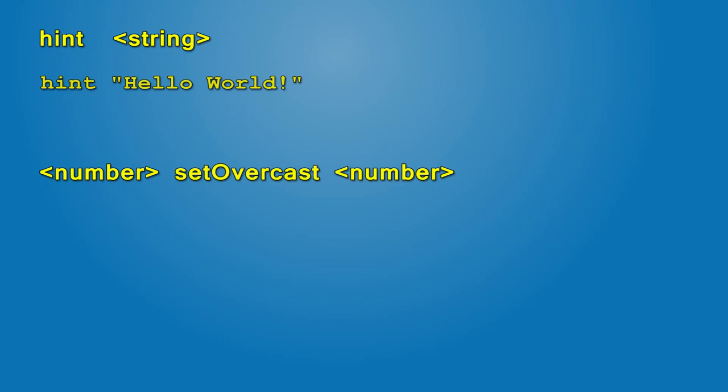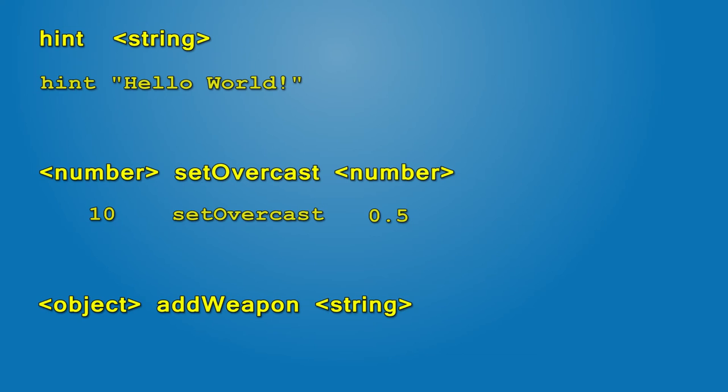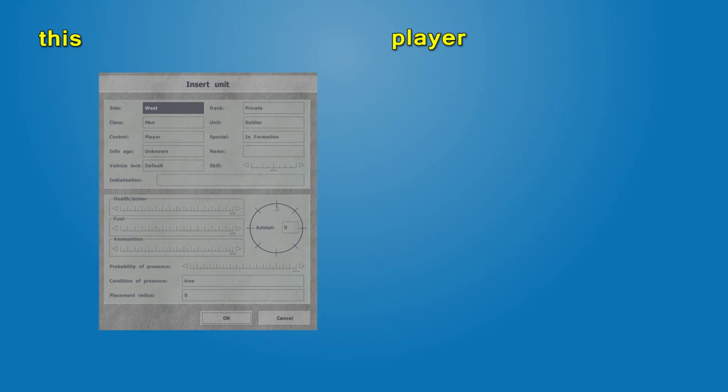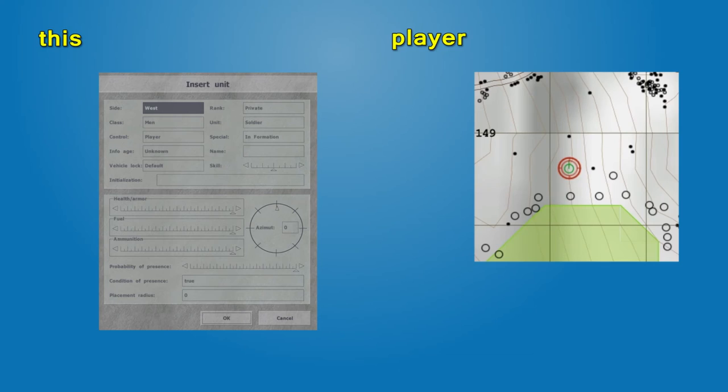Data passed to the command must match the required type. For example, the hint command uses a string, text that will be displayed. SetOvercast needs 2 numbers, transition duration in seconds, and a level of overcast from 0 to 1. AddWeapon requires an object to which the weapon will be given and a string, weapon name. Keyword this refers to the unit you're currently editing. Player refers to the unit you're controlling.